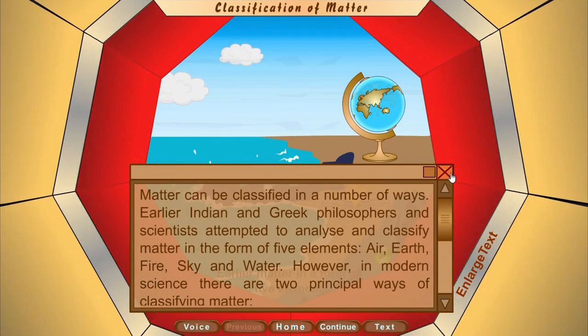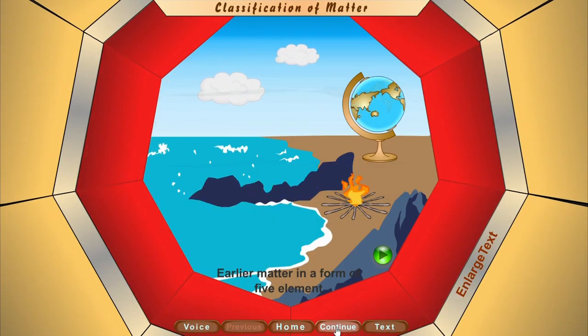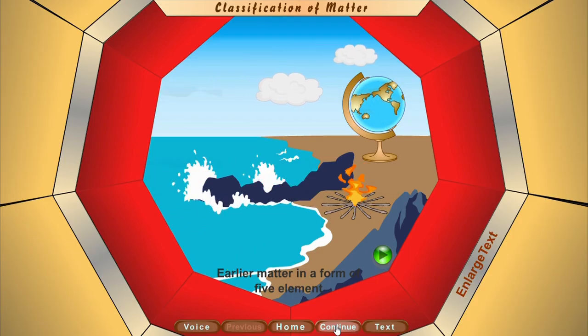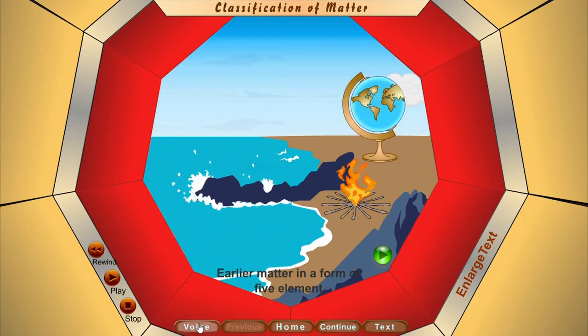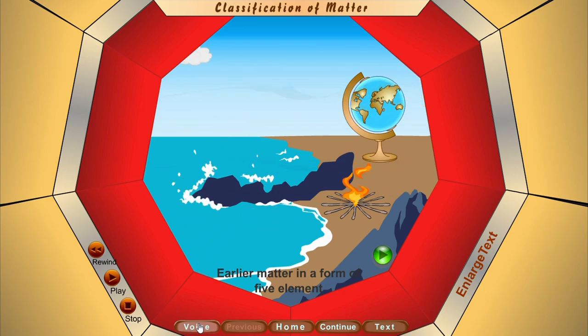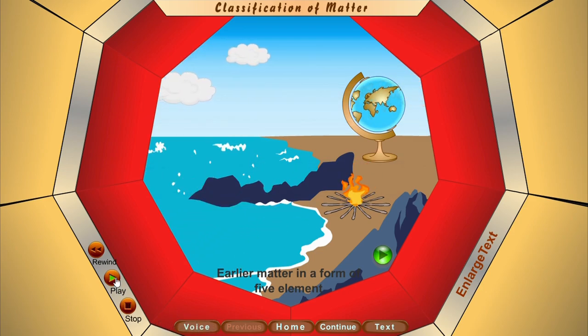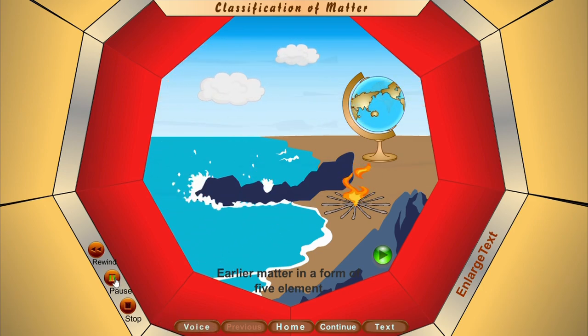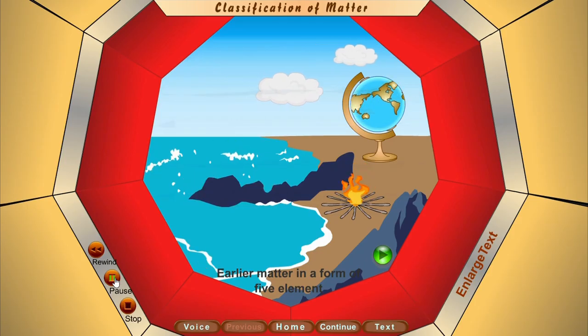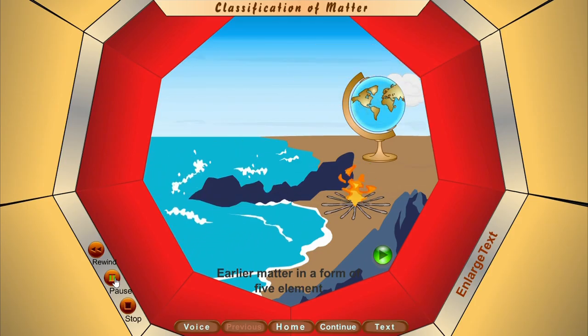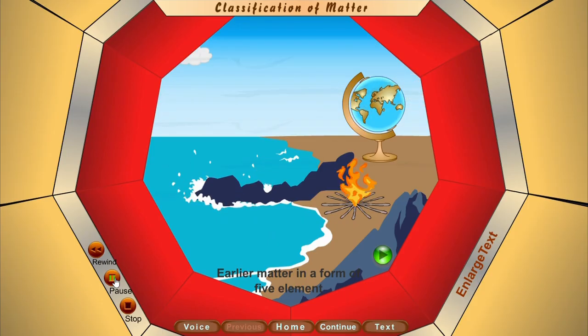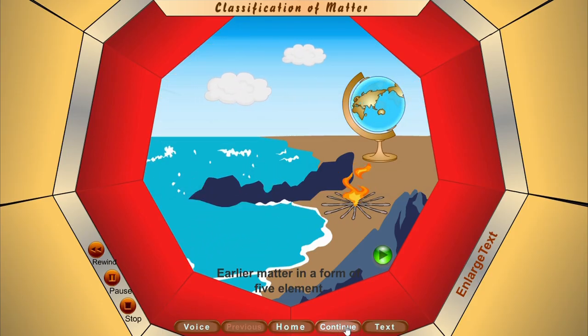Classification of matter. Matter can be classified in a number of ways. Earlier, Indian and Greek philosophers and scientists attempted to analyze and classify matter in the form of 5 elements: air, earth, fire, sky and water.